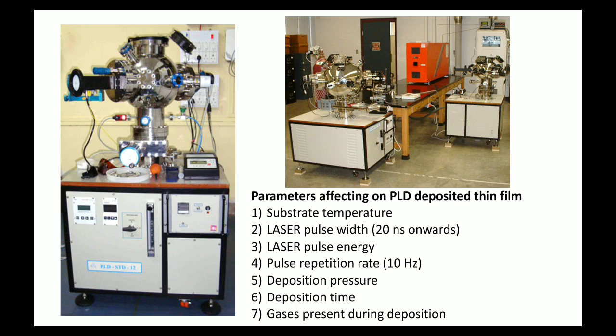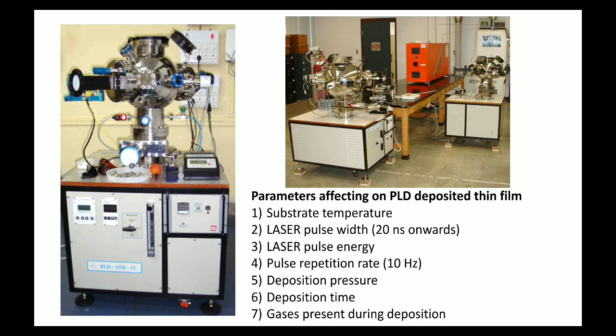So what are the parameters which affect the deposition during the pulsed laser deposition technique? These are the parameters. Number one is the substrate temperature. Whether the substrate is at room temperature, intermediate temperature, or high temperature, it will affect the deposition of that thin film.